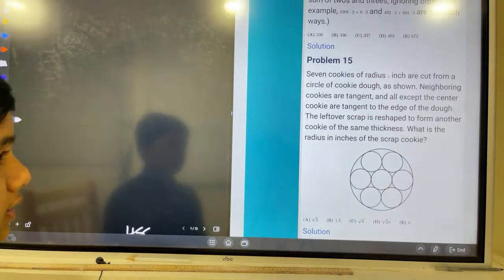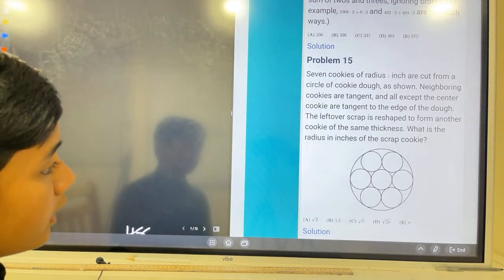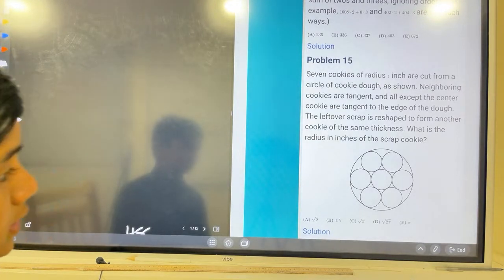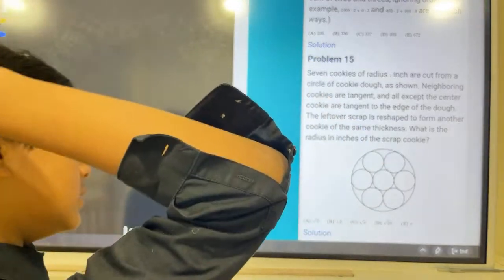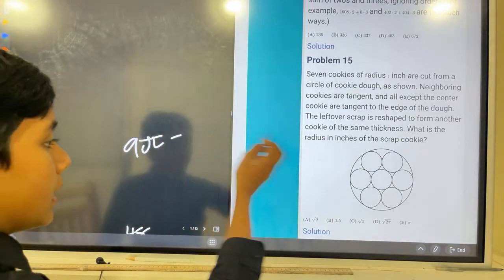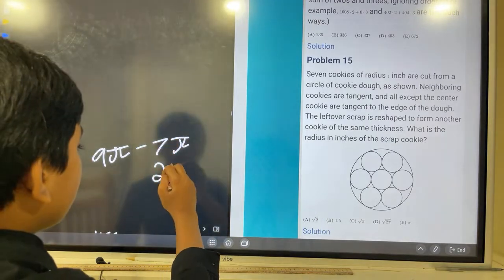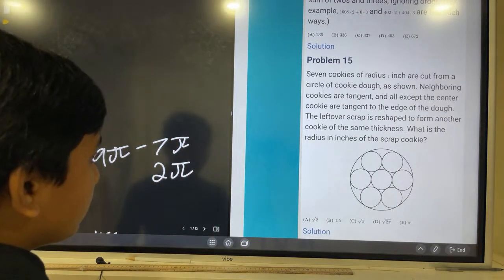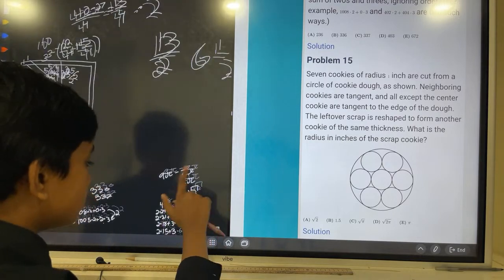Okay, so let's see. Whatever's left over is, let's see. The radius of the dough is 3 inches. That means its area was 9 pi minus 7 pi from all of the cookies. So that means that the remaining area would be 2 pi. So the radius would be root 2.